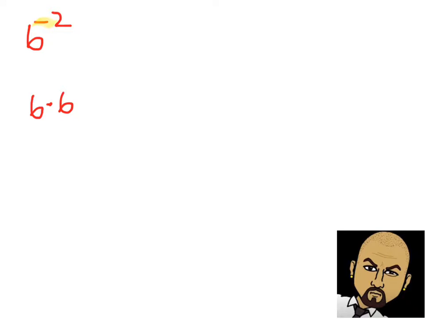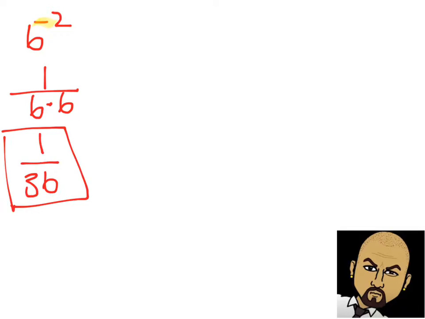But because there's a negative, the factors are not going to go on the numerator. They're going to go on the denominator. And so you end up with 1 divided by 6 times 6, because the base is positive 6 and the exponent is negative 2. And the negative exponent tells you that your factors are going to go in the denominator.